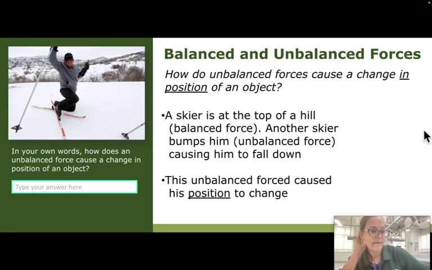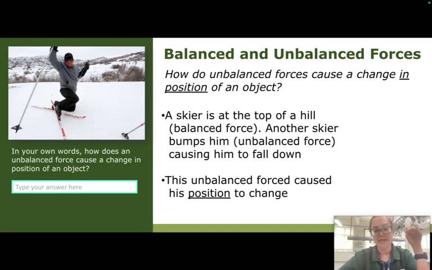So how do unbalanced forces cause a change in position of an object? So if we are skiing, and this would not be me, I'm never ever going to go skiing in my life. So a skier is at the top of a hill, and that is a balanced force because they are just standing up there, not doing anything, just looking over the edge, just standing up at the top of the hill.